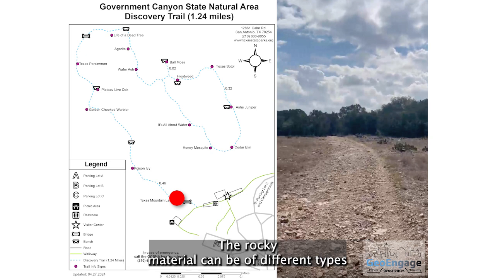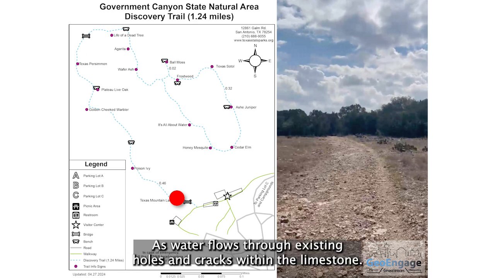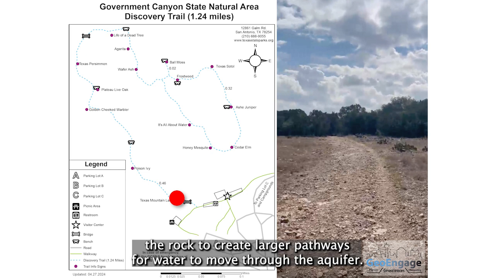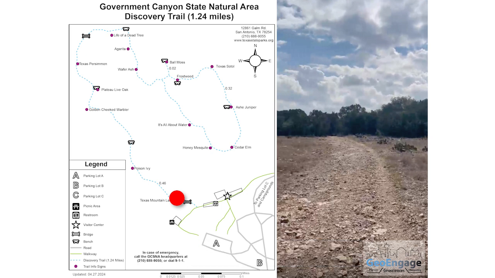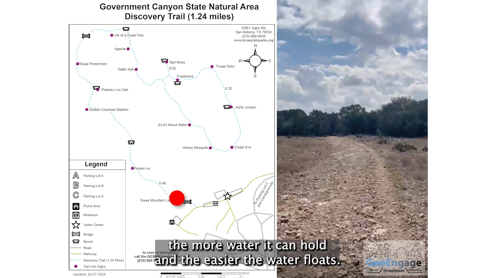The rocky material can be of different types, from loose sand and gravel to solid rocks with fractures and pores. The Edwards Aquifer is an example of a solid rock aquifer made of limestone. As water flows through existing holes and cracks within the limestone, it dissolves the rock to create larger pathways for water to move through the aquifer. The more fractured and porous this limestone becomes, the more water it can hold and the easier the water flows.